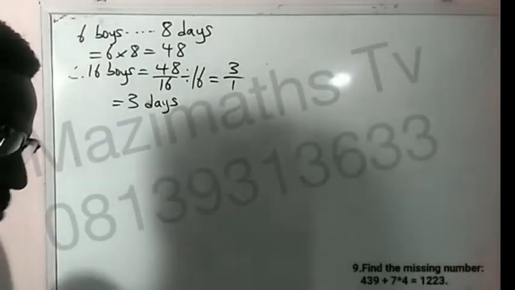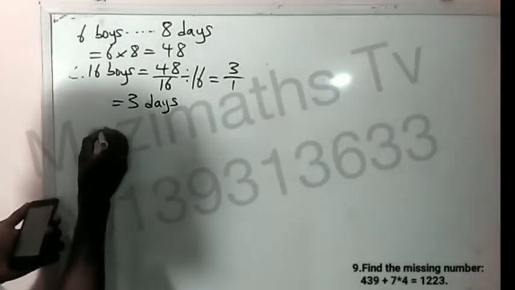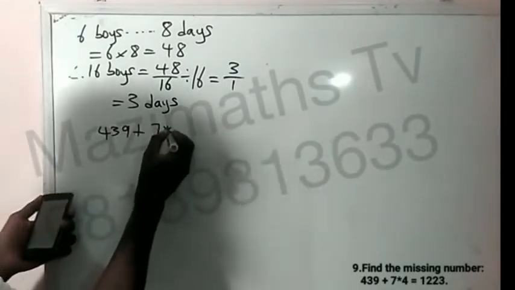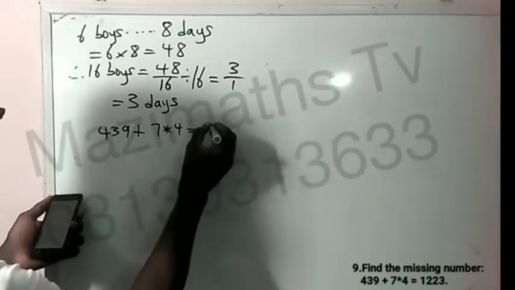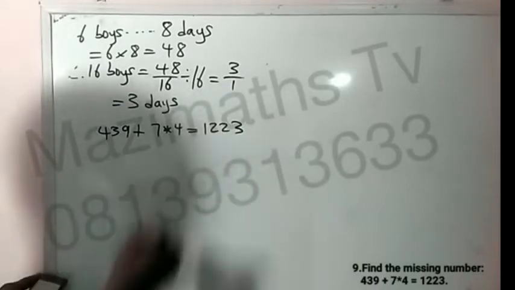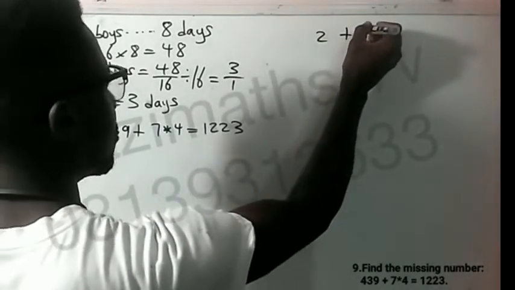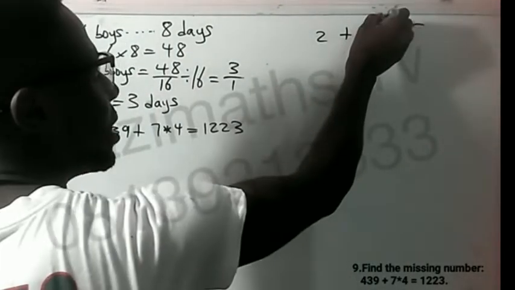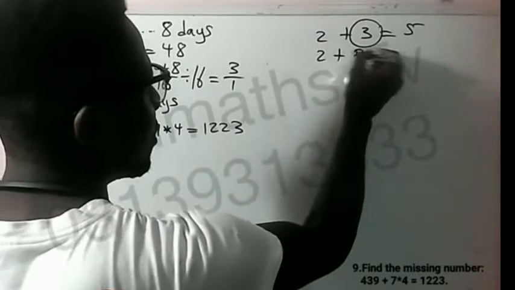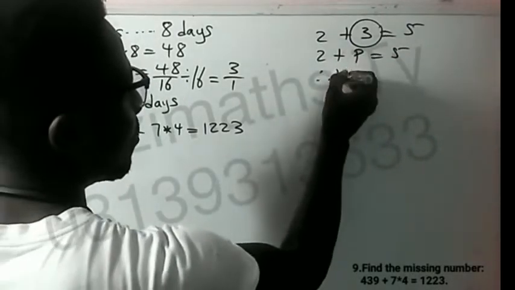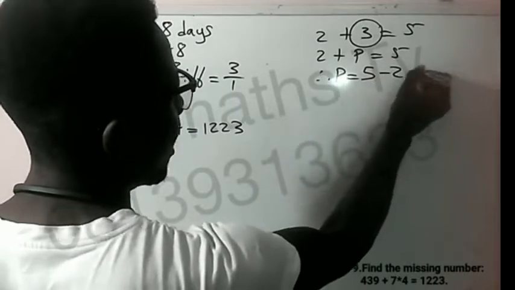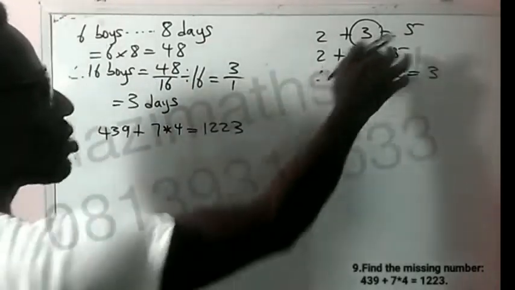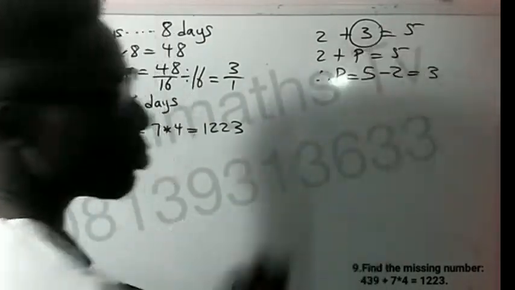Now question number 9. Find the missing number. You have 439 plus 7 star, that's the missing number here, will give you 1223. It's just like this. Let's say 2 plus 3 will give you 5. Now let's assume you are not given the 3. Just say 2 plus p will give you 5. This simply means p will be 5 minus 2, and that will give you 3. Because you are looking for a number that when you add it to 2, it will give you 5. All you need to do is take away that number from the total sum.